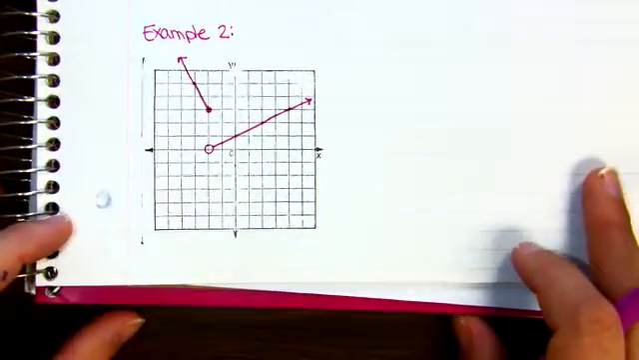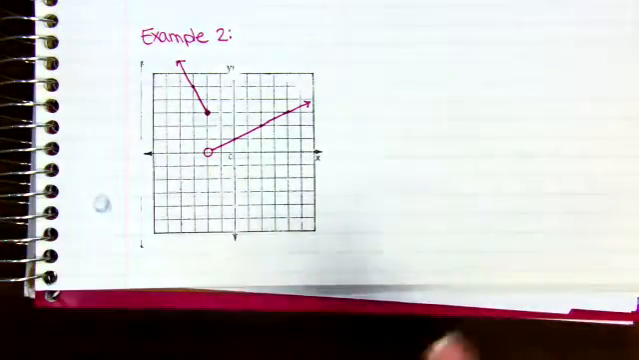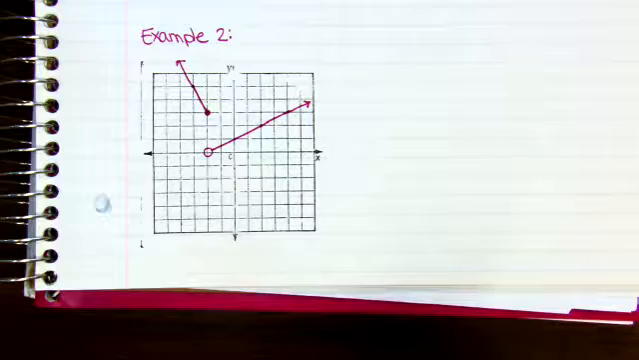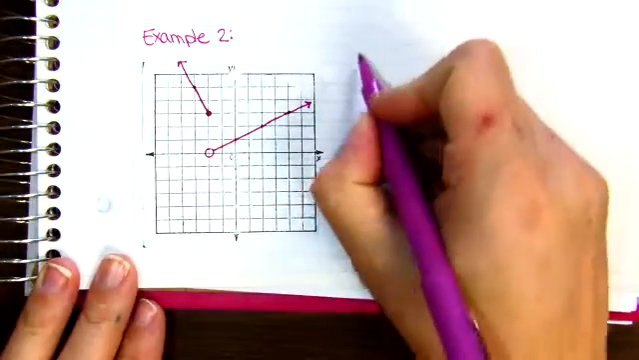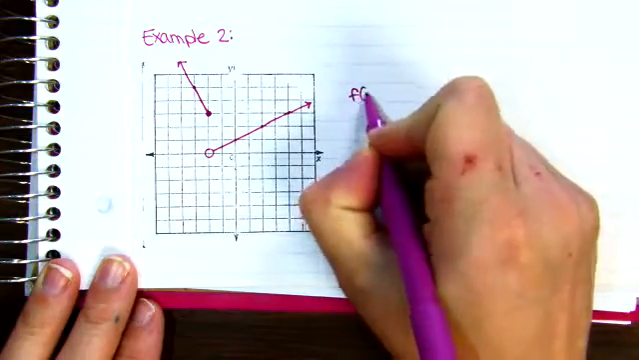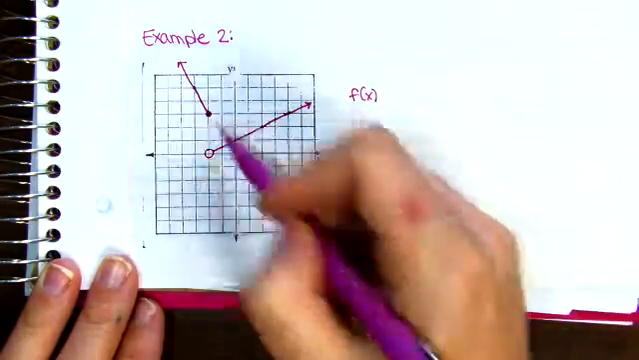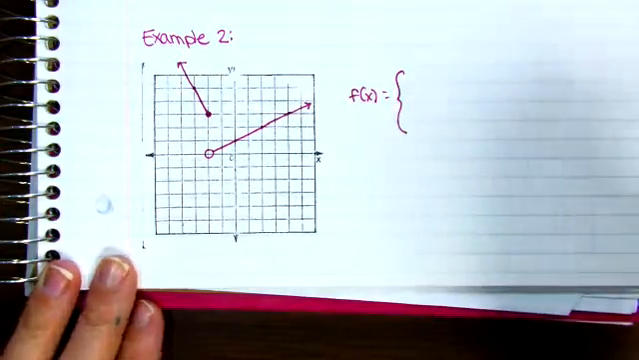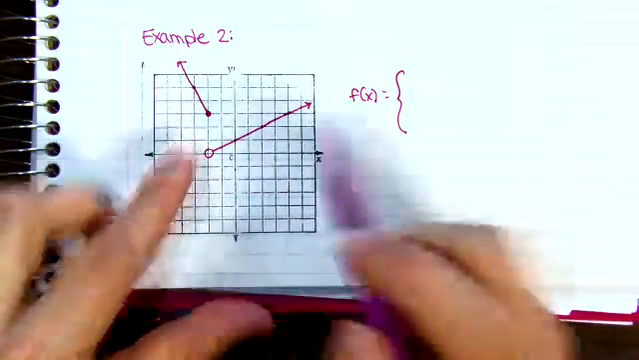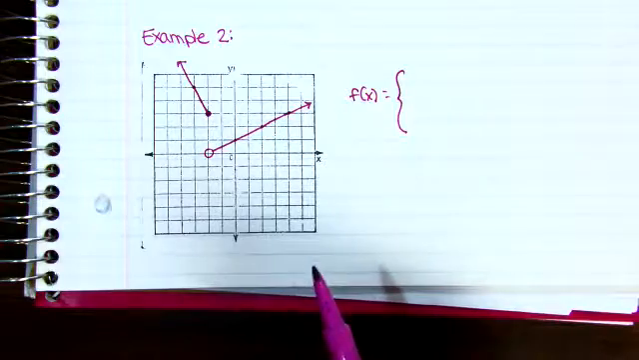Now, for example 2, I'm giving you a graph of a piecewise function, and we need to come up with the equation for it. So what I can do here is I see that I have a function, and I see that it's in 2 pieces. So I'm going to draw my bracket. And I need to look at those 2 pieces and figure out what the equation for each one is.